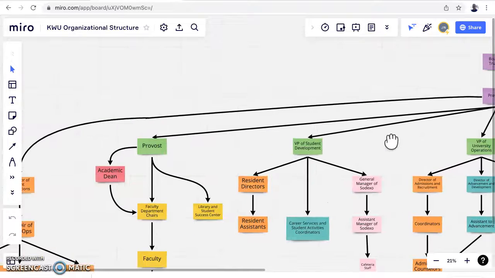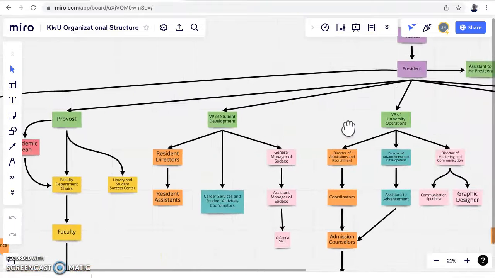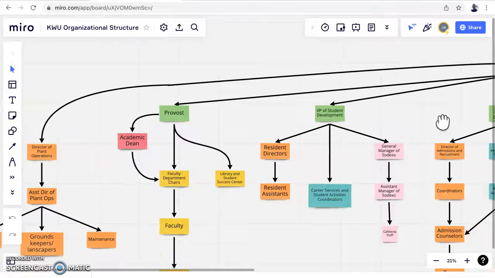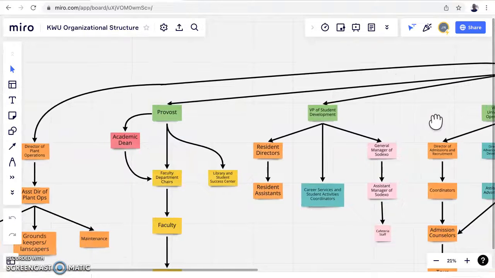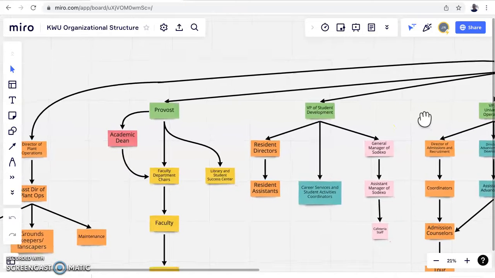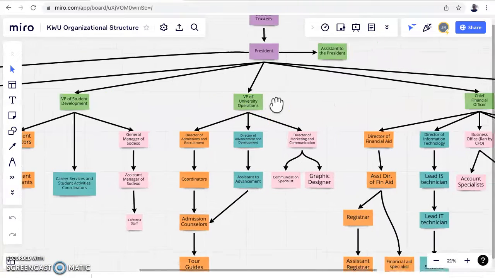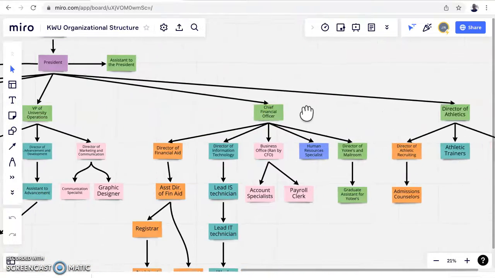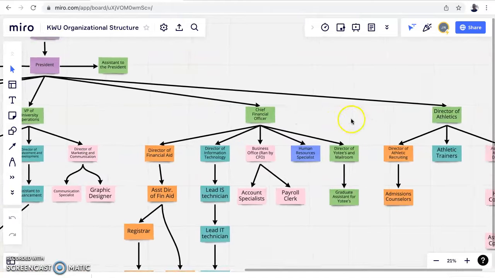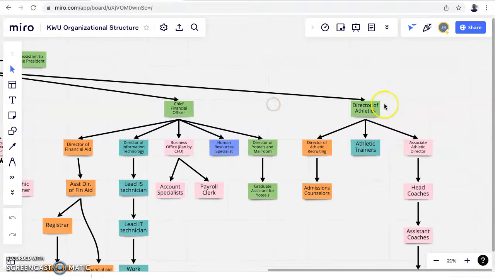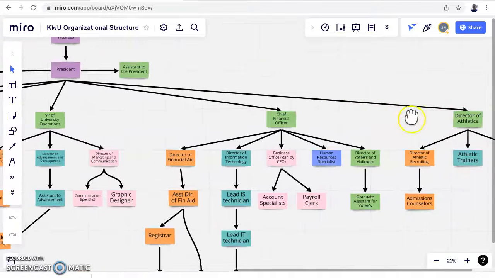And then as we zoom out, there are six, I believe, five or six. There are five vice presidents, or what would be considered vice presidents. We have our provost, who's sort of like the vice president for faculty or academia, the vice president of student development, vice president of university operations, our chief financial officer, which is sort of like our vice president of money, I guess, of the business. And then the director of athletics, also known as the VP of athletics.